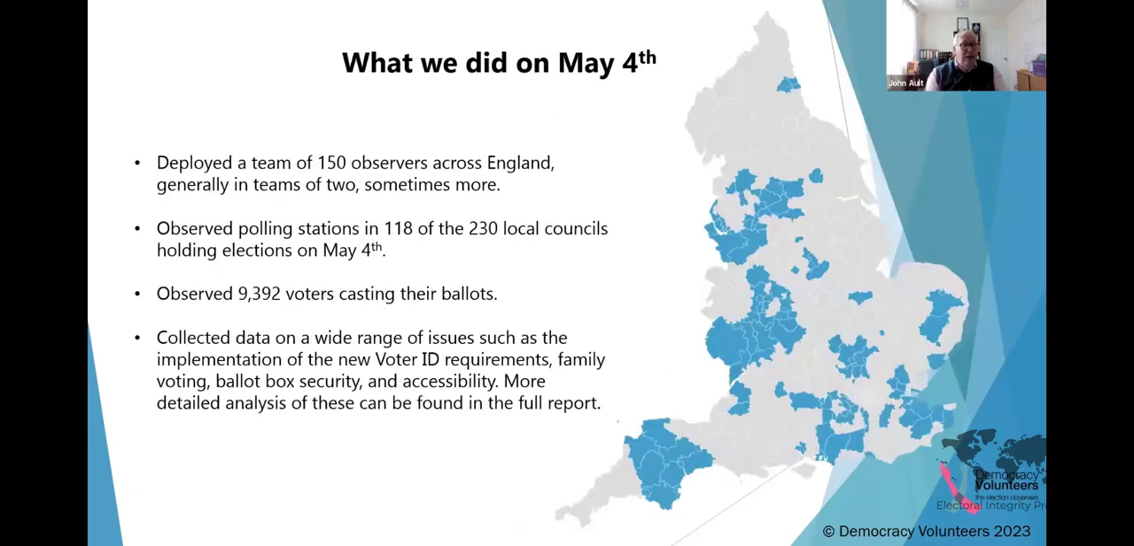So where did we actually go? We deployed a team of 150 across England, generally teams of two, as I said, and they went to 118 of the 230 councils holding elections. You can see we went to every council in Devon, a lot in the Midlands, a lot in the southeast of England, and a lot in the north of England as well. They collected data on a wide range of issues, such as the implementation of voter ID. Now, our full report is available on the website, so you're more than welcome to read it.